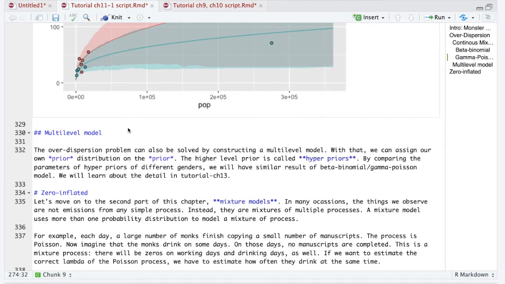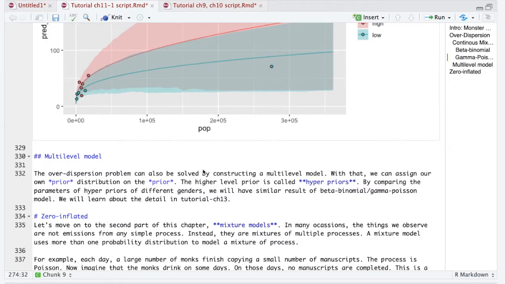Using these kinds of monster models, like a beta binomial model or gamma Poisson model, is one way to solve the overdispersion problem, but this is not the only way. In chapter 13, we will learn about another, more flexible method called a multi-level model. With a multi-level model, we can assign our own prior distribution on the prior of the model. The higher level prior is called a hyperprior, and if we compare the parameters of the hyperpriors of different genders, we will have similar results to a beta binomial model. We will learn about the details in the future, so no worries about that. Just want to let you know the monster model is not the only way.